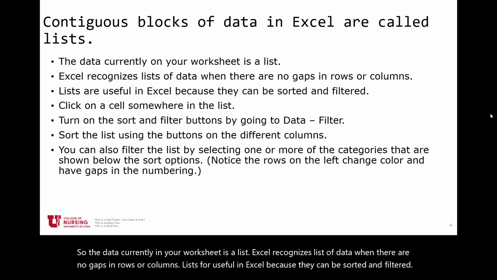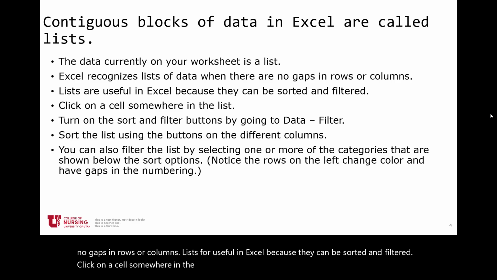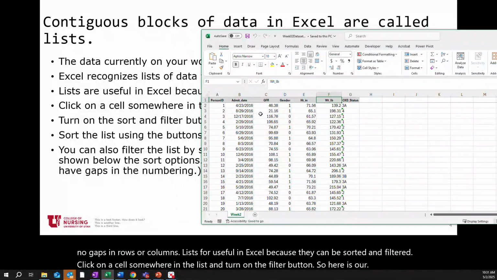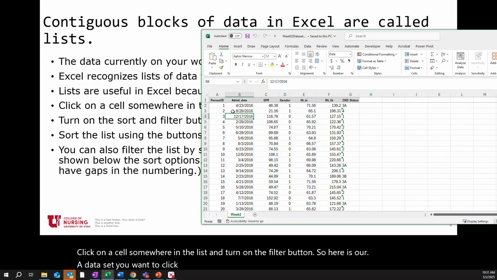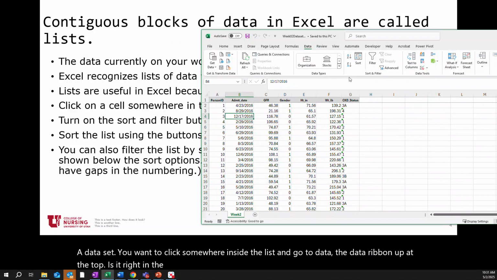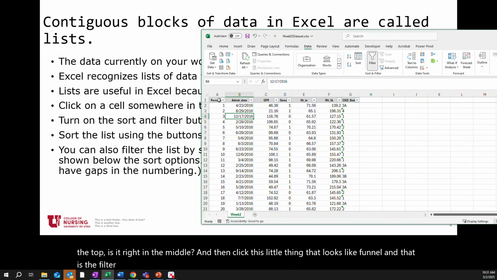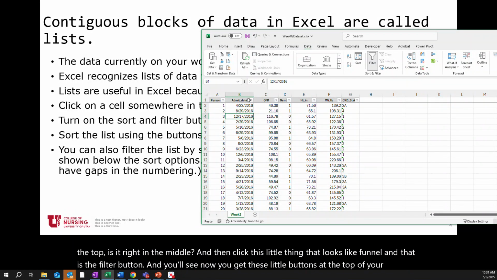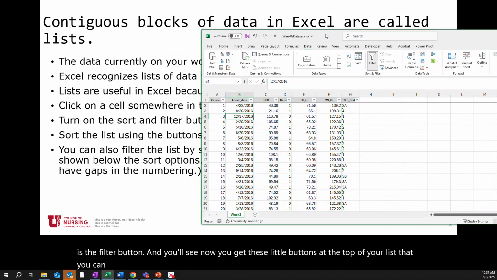Click on a cell somewhere in the list and turn on the filter button. So here is our data set. You want to click somewhere inside the list and go to data, the data ribbon up at the top. It's right in the middle. And then click this little thing that looks like a funnel, and that is the filter button. And you'll see now you get these little buttons at the top of your list that you can use to sort and filter.